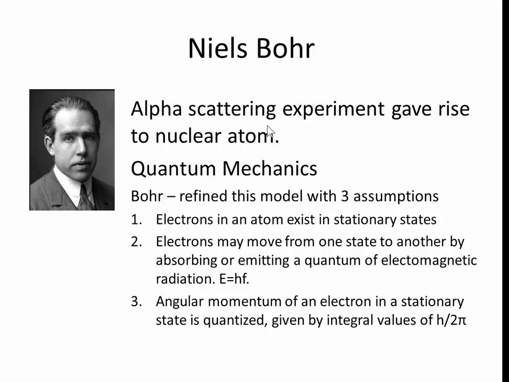So, this is a summary. Niels Bohr came up with a quantum mechanical explanation of the atom. Electrons in the atom exist in stationary states. The electrons can move from one state to another by absorbing or emitting radiation, and these states only have certain values of angular momentum, and that will be equal to n times h divided by 2 pi.